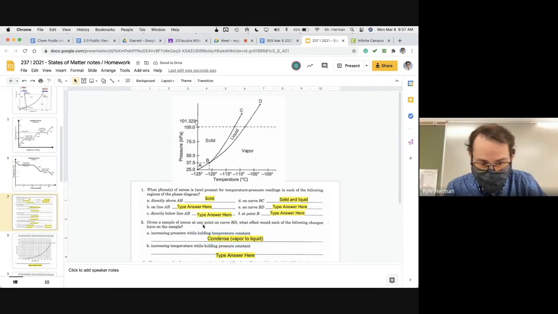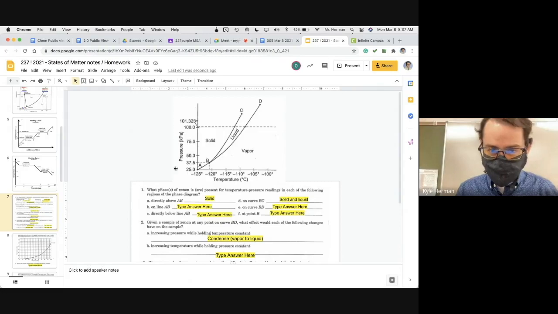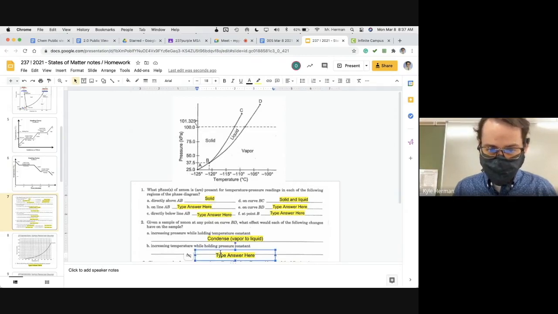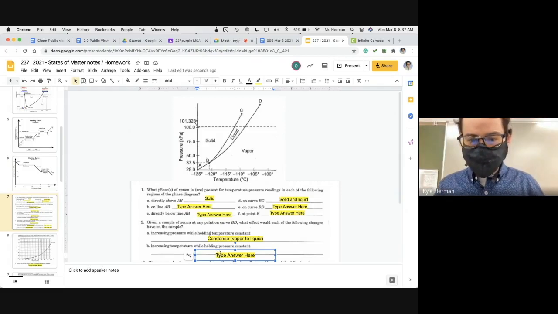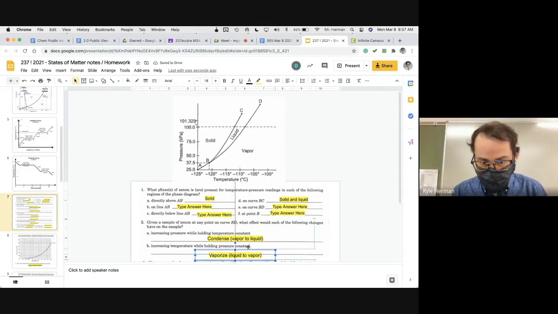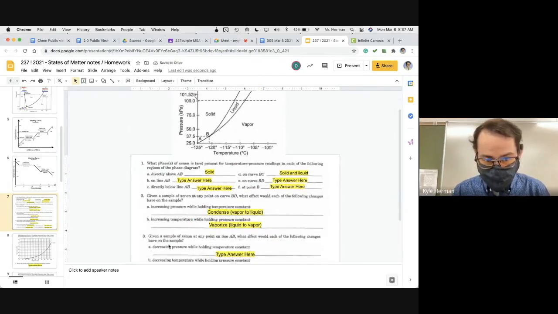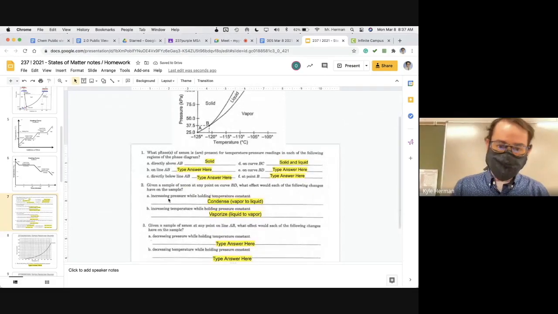All right, and then let's try the same thing. So now we're on BD, and it says increasing temperature while now we're holding the pressure constant. So temperature is the x-axis, and we're still on BD, right? So now if we increase the temperature, we're going to be going this way. So we're going to be going from liquid to vapor, so that would be vaporization or vaporize. And this would be liquid to vapor. All right. Same thing's happening with these now. Instead of increasing, we're decreasing.